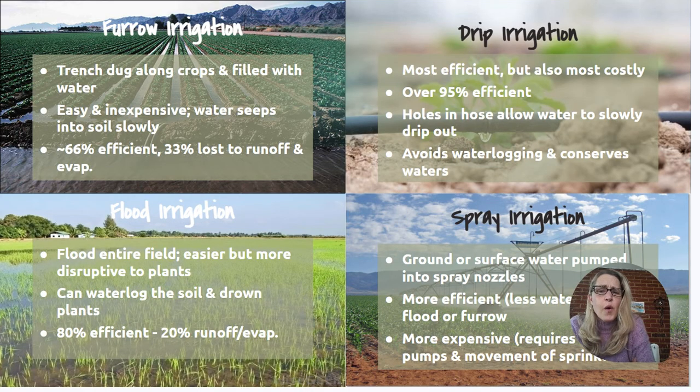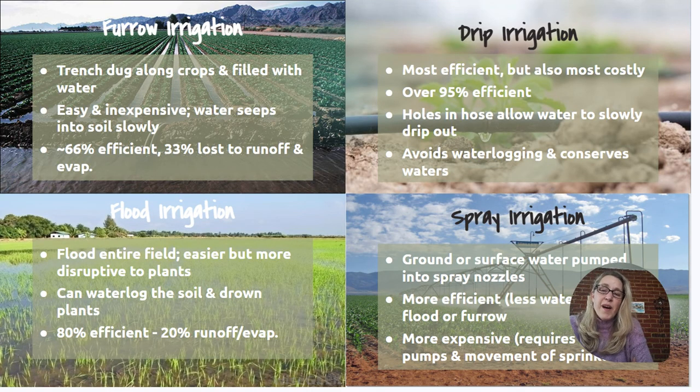With furrow irrigation, we basically dig trenches along the sides of crops or between the crops, and then we'll use a body of water and channel that body of water towards those trenches. The water will flow down into the trenches and water the soil along the crops. It's easy to do, so this is a practice that's used in a lot of places because it is very easy and very inexpensive to do. Water seeps into the soil just as it runs down through the trench. As it says there, it's about 66% efficient.